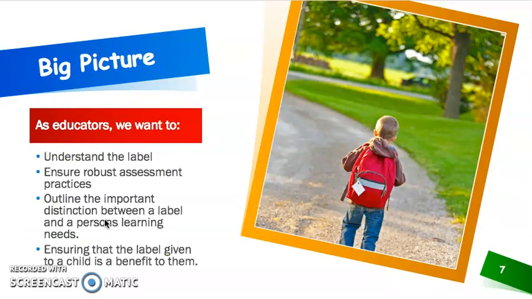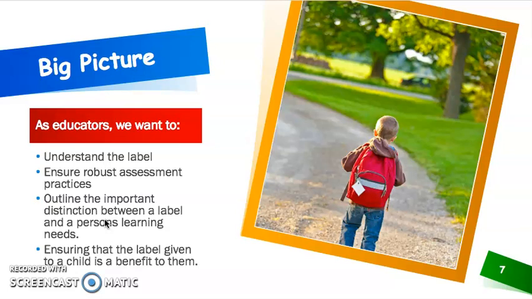Lastly, I would like to present the bigger picture when providing this label to students. As educators, we want to understand the label, meaning we want to know the background about the label before we give it to a student. Ensure that there are robust assessment practices, not only with the student, but at the school with other students who exhibit the same tendencies. We want to outline the importance of the difference between a label and a person's learning needs. That's very important for a particularly young child who's just understanding that he has something additional he needs assistance with.